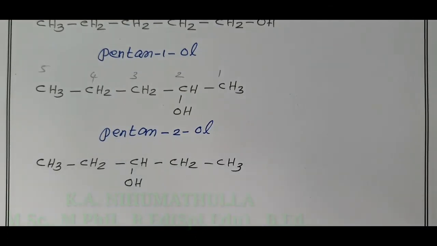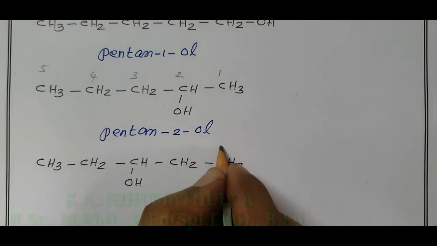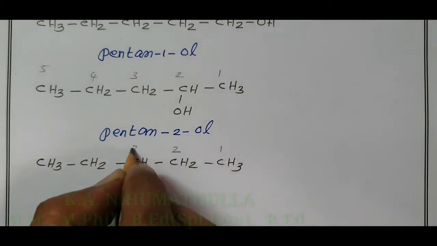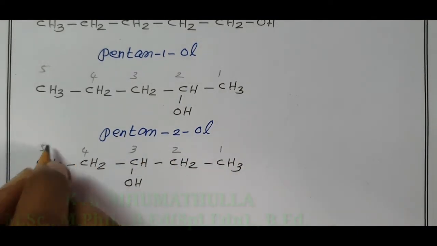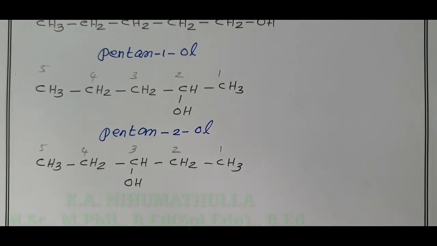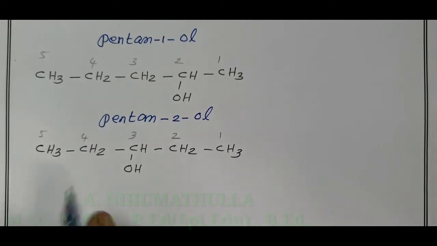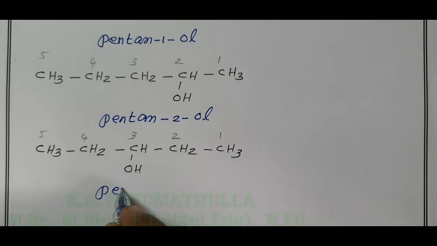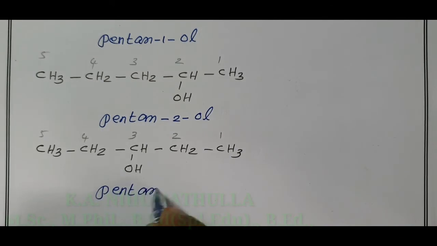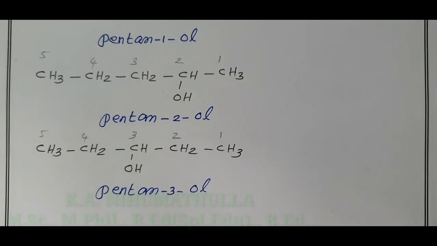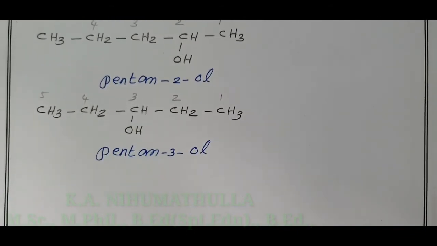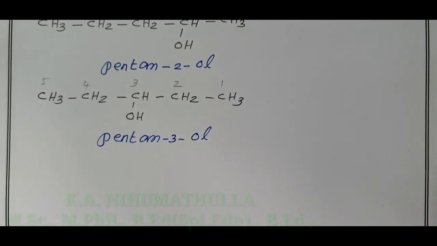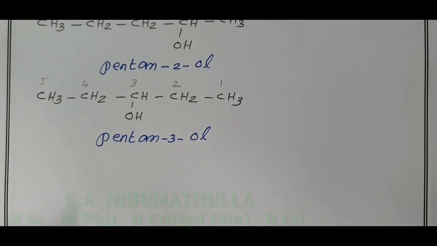CH2, CH, OH at the third position, CH2, CH3. You can start numbering from either left to right or right to left, 1, 2, 3, 4, 5. 5 carbon atoms, the root word is pent, carbon-carbon single bond ane, OH ol, position of OH is 3: pentan-3-ol.